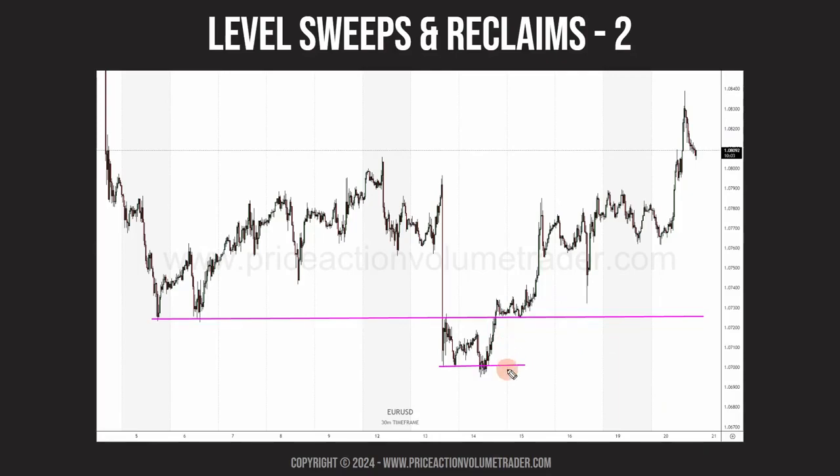So in this case, if we get long, let's say when we reclaim this, we could have our stop loss right below this low. As soon as we break out from this resistance here, then we can move our stop and tighten our stop into this level now, etc.